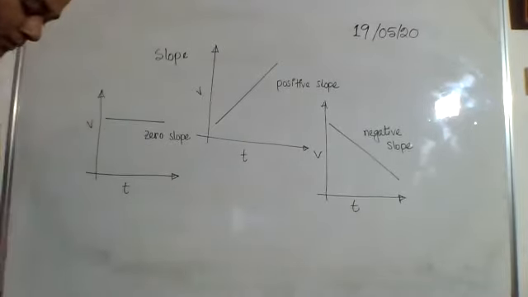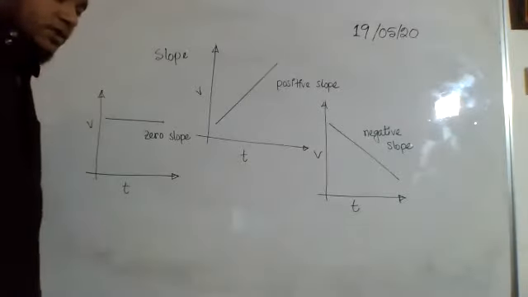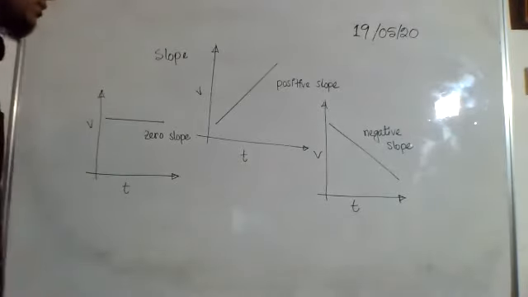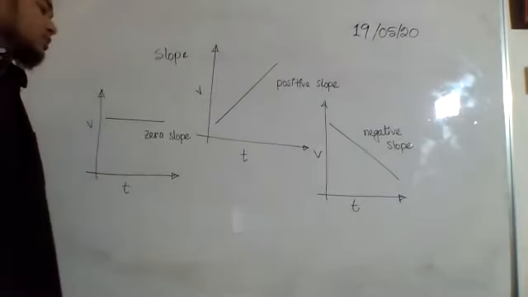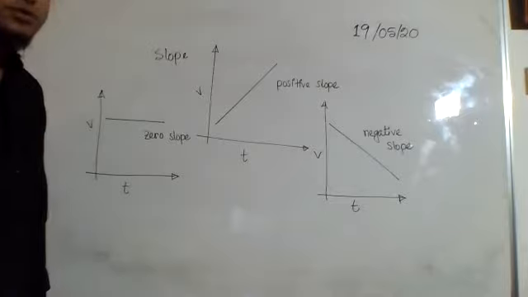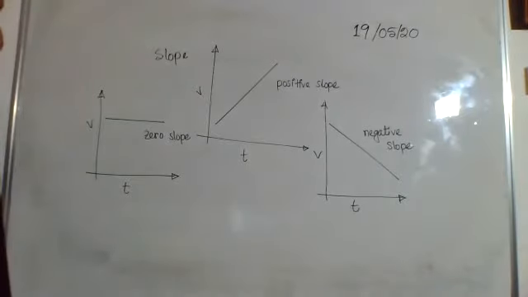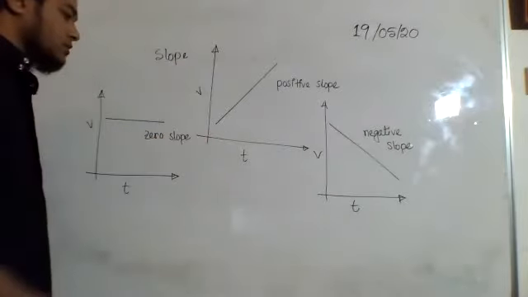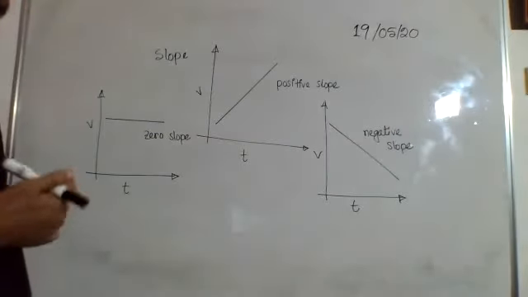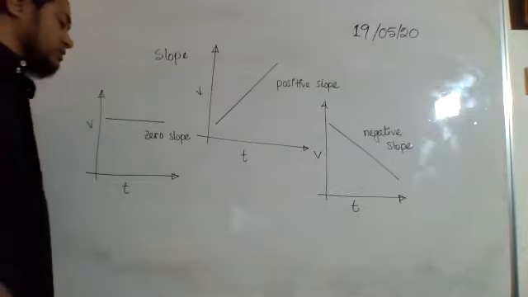Bismillahirrahmanirrahim. So some of you told me that you don't have a clear idea about the slope, or you might have forgotten about it. Now, we already studied two graphs. One is distance versus time, another one is velocity versus time. Okay, velocity versus time is the most frequent one to appear in the exam.